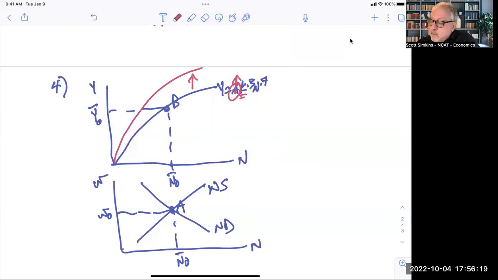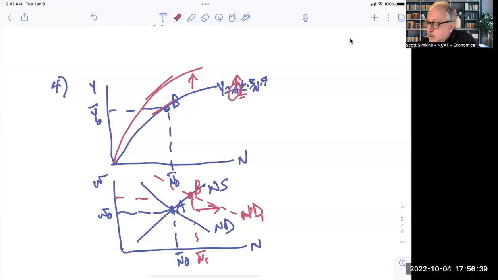When that happens, the slope of the production function gets bigger. The slope of that production function is the marginal product of labor, along with the profit maximizing idea that firms are maximizing profits. Then that increases labor demand. It's going to increase employment, the real wage, and potential GDP.